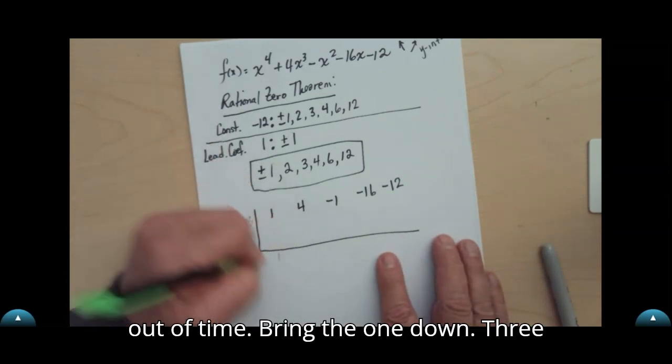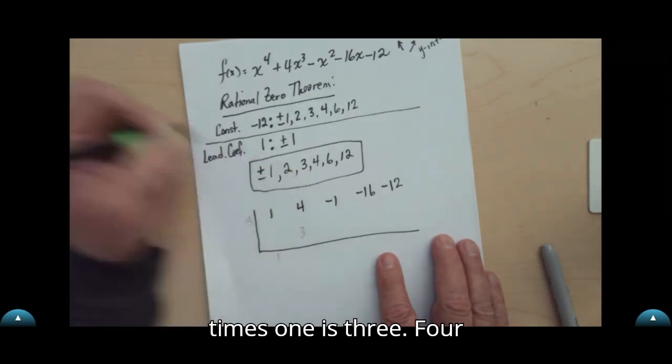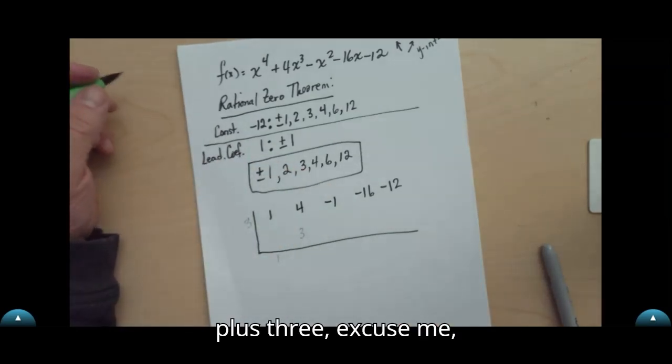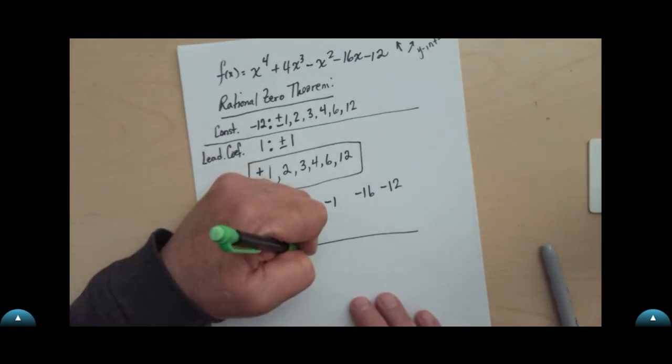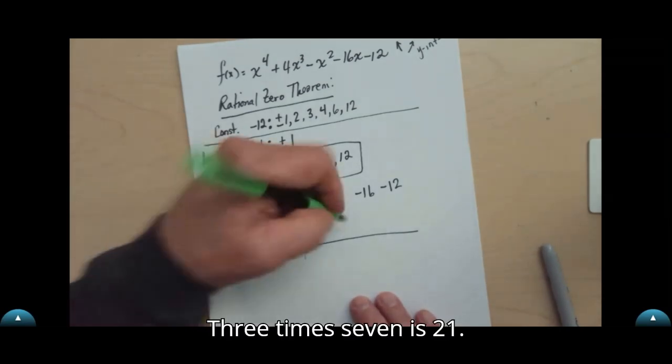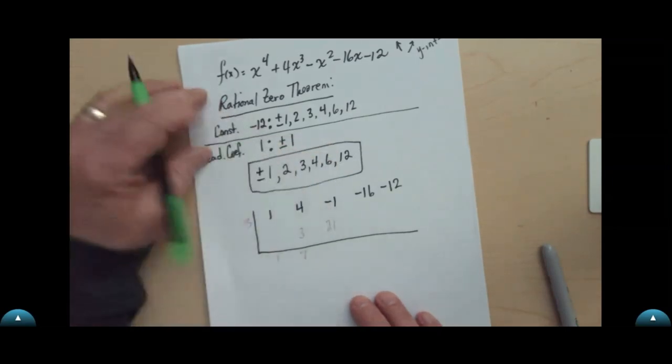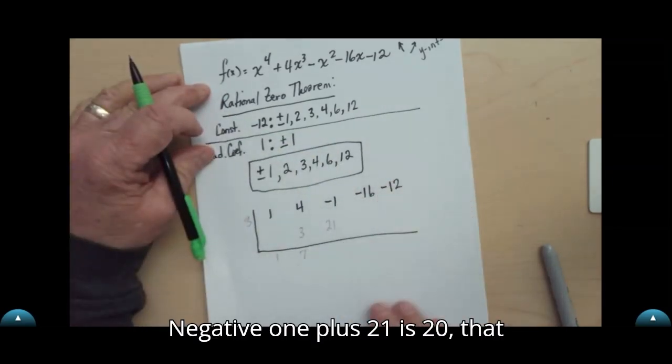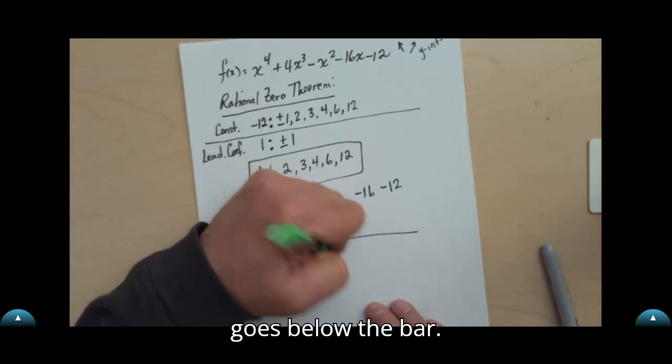Bring the 1 down. 3 times 1 is 3. 4 plus 3 is 7 below the bar. 3 times 7 is 21. Negative 1 plus 21 is 20. That goes below the bar.